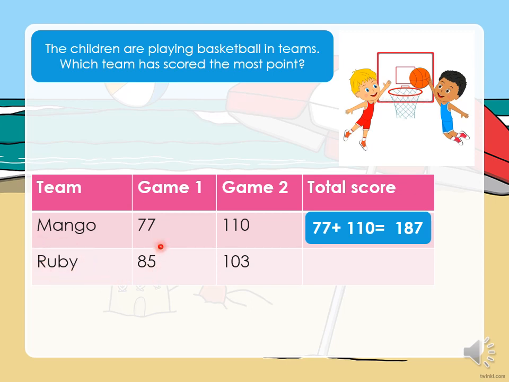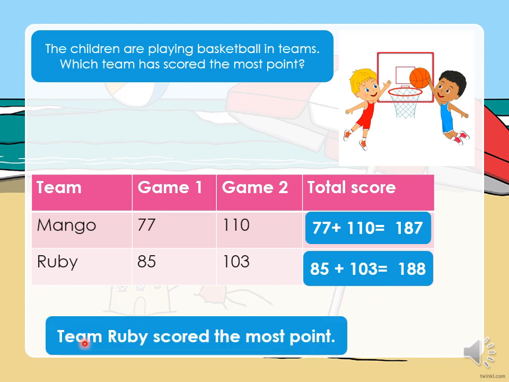Team Ruby scored 85 points in game 1 and 103 points in game 2. The total: 85 plus 103 equals 188. Okay. Team Mango scored 187 points and Team Ruby scored 188. Now, which team has scored the most points? Team Ruby. How do we know? We look at the scored points. The difference between Team Mango and Team Ruby is just 1 point. Team Mango 187, Team Ruby 188.